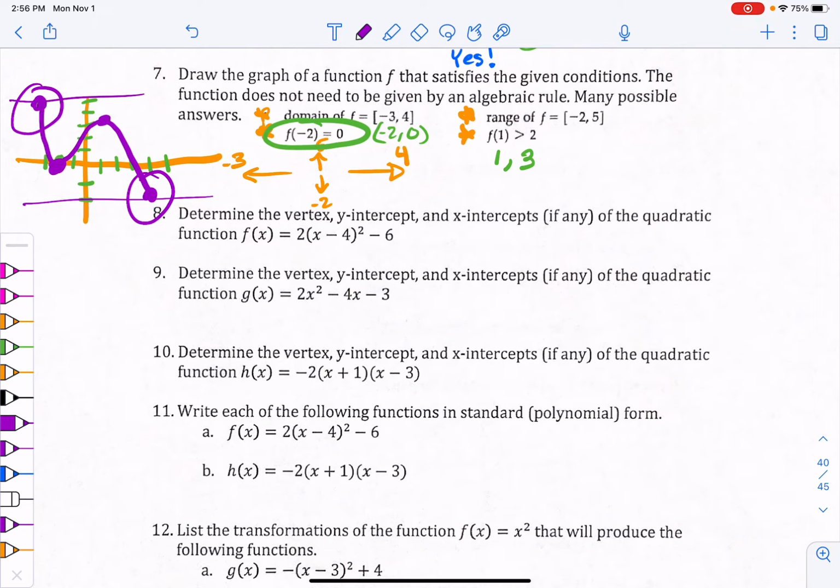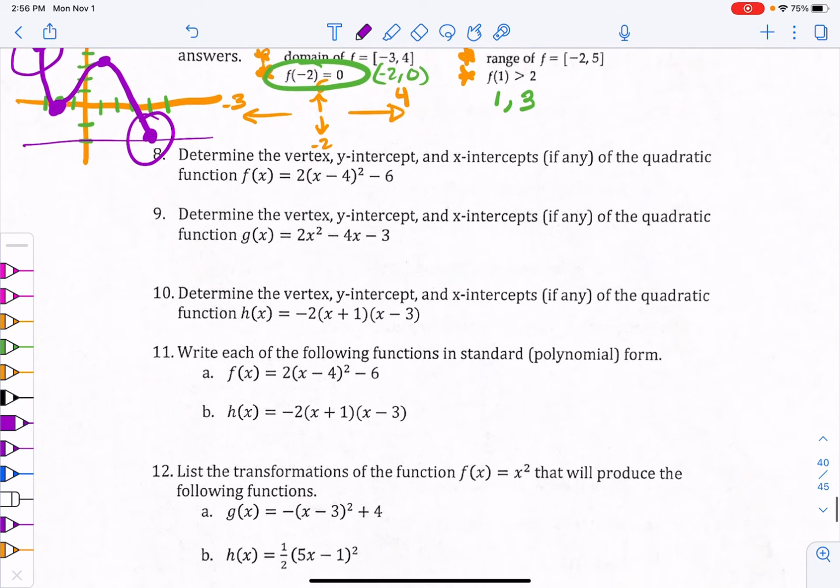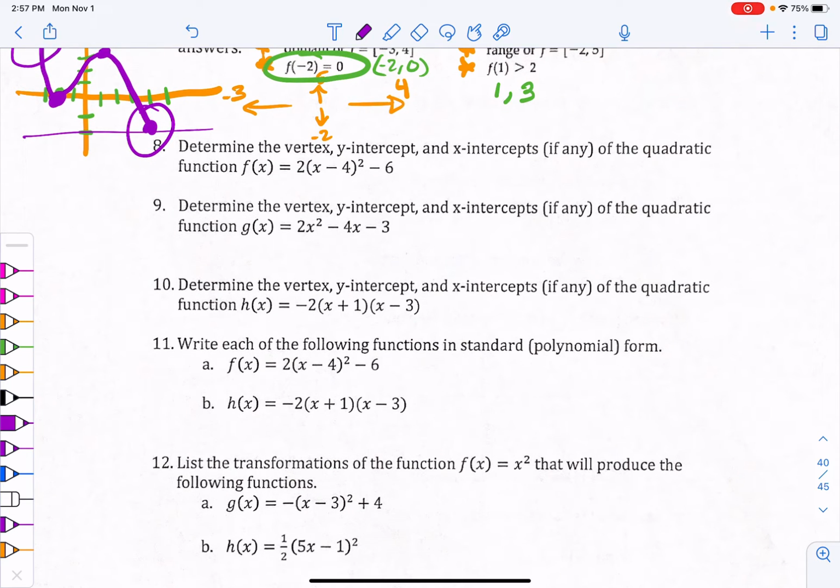All right, 8, 9, 10, 11, 12, all of those are going to have to do with your brochure chart, okay?